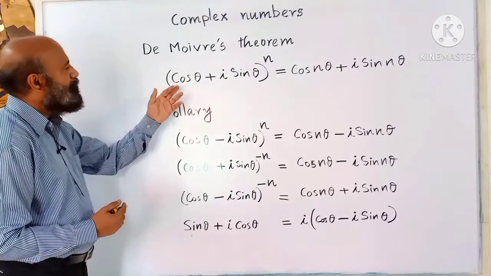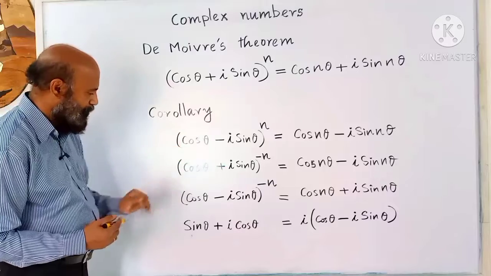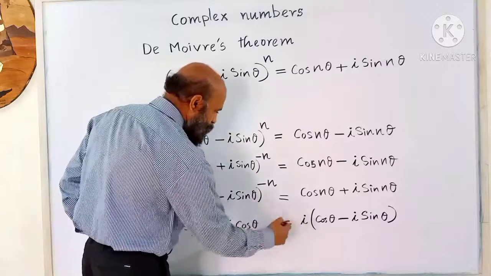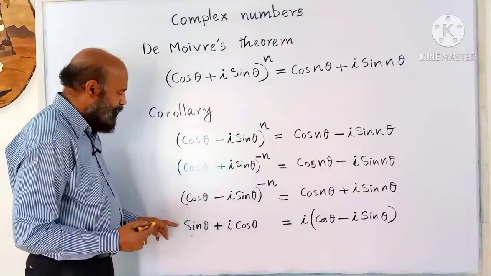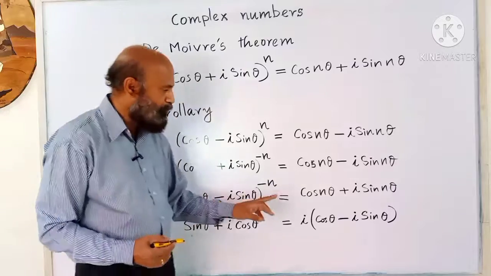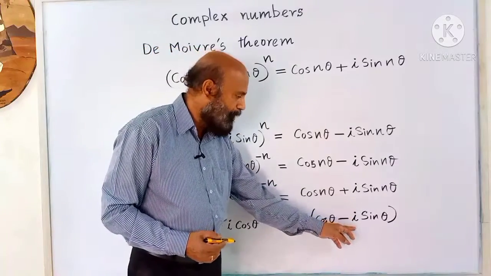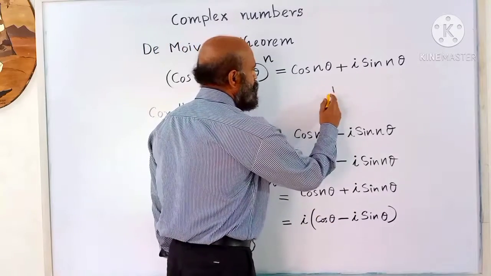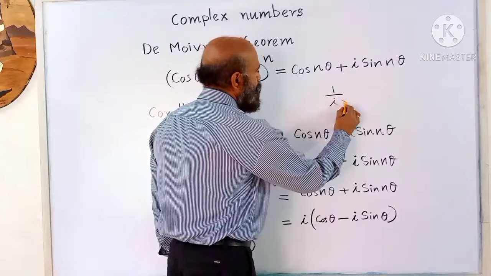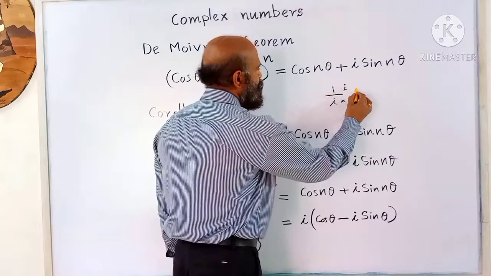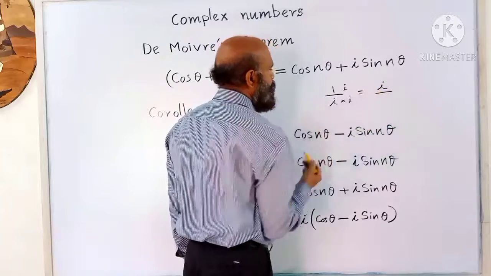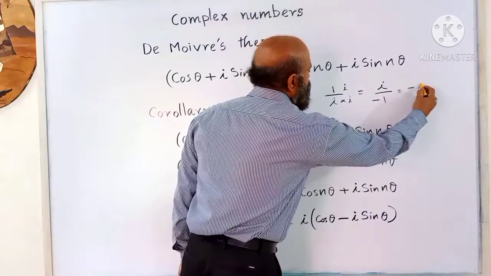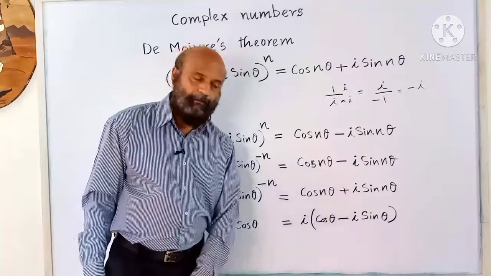Now, this is a polar form, cos theta plus i sin theta. Instead of that, if we have sin theta plus i cos theta, you can take i outside. After that, cos theta: here there is no i, so inside you have to write 1 by i. But 1 by i can be written as minus i, because if you multiply numerator and denominator by i, it is i divided by i square, and i square is minus 1. So 1 by i can be written as minus i.